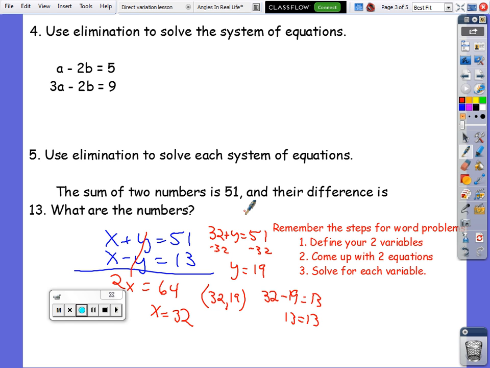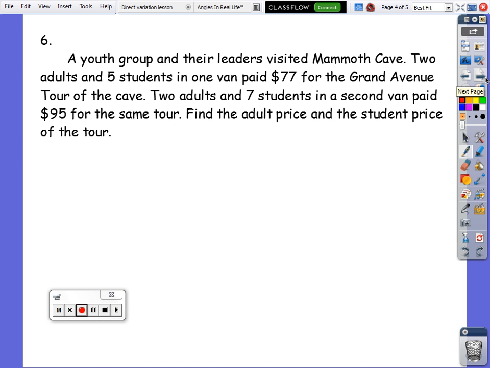So as you see, it does check out. 32 and 19 are my 2 numbers. Again, this is the way these questions often show up on the Algebra 1 SOL. So make sure you can read them and write these equations down. So you see my 2 variables.